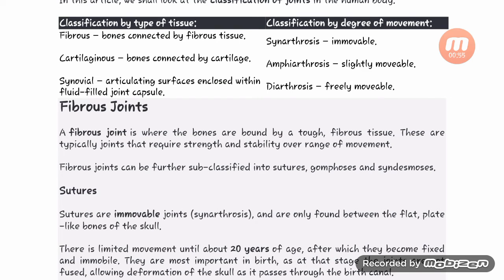So, first is fibrous, bones connected by fibrous tissue. Next is cartilaginous, bones connected by cartilage. Synovial, articular surface enclosed within a fluid filled joint capsule. Then synarthrosis, immovable joint. Amphiarthrosis, slightly movable, and diarthrosis is freely movable.